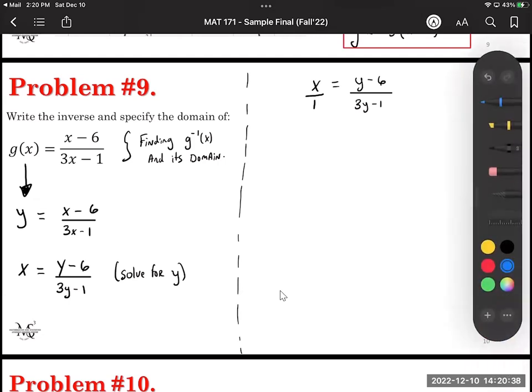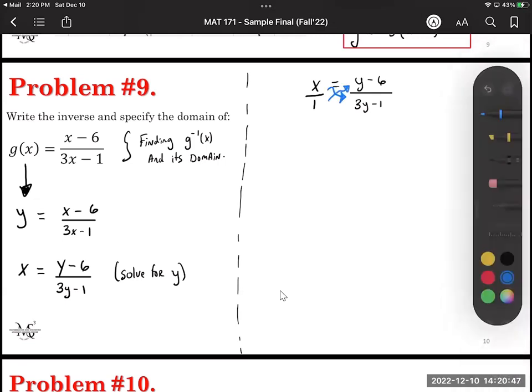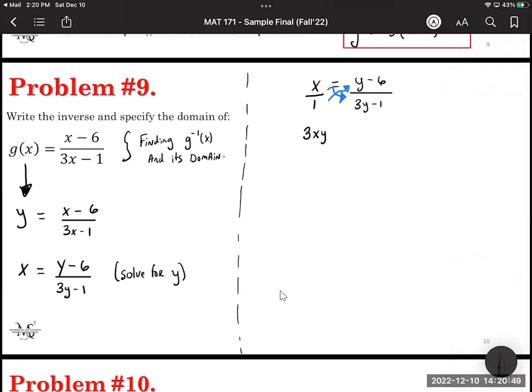So when you rewrite x as x over 1, this allows us to cross multiply. On one side of the equation, you're going to get x times 3y, which will give us 3xy, and then x times negative 1, which is negative x. This is now going to equal 1 times y minus 6. So 1 times y is y, and 1 times negative 6 is negative 6.